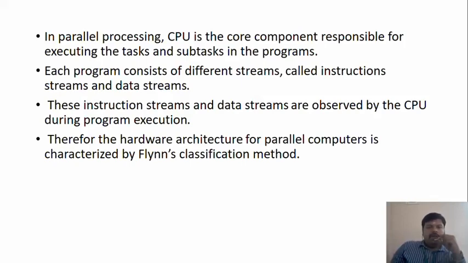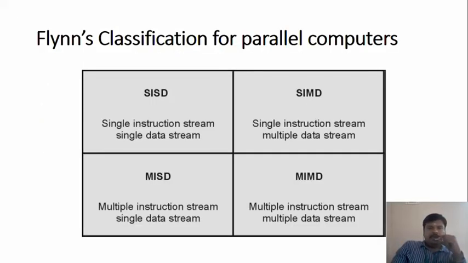Therefore, the hardware architecture for the parallel computer is categorized by the Flynn classification method. They have classified how this hardware architecture will be. This is Flynn's classification for parallel computers, that is, for parallel processing. A parallel computer is nothing but parallel processing, how they are going to process. I told you that in parallel processing, each program will have different instructions and different data streams, so we will be combining the instruction and data streams.